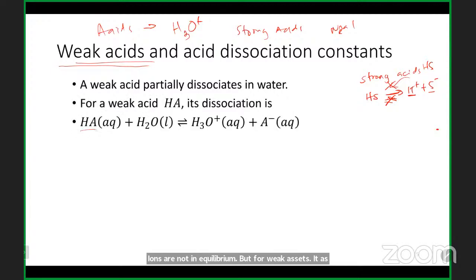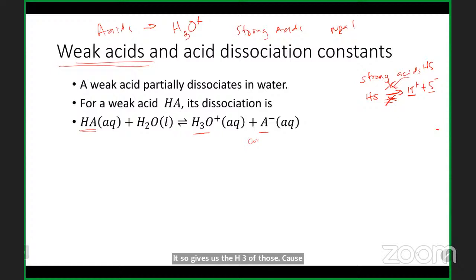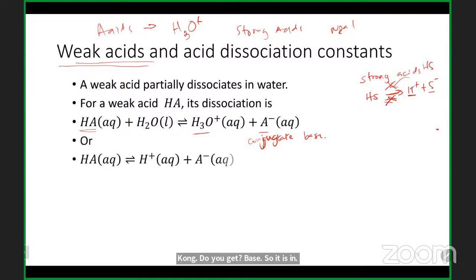Dissociation, giving us a weak acid, call it HA, a typical weak acid. It still gives us the H3O plus and A minus. A minus is the conjugate base. So simply, let's just remember that H plus technically doesn't exist, it is not allowed. So H3O plus.